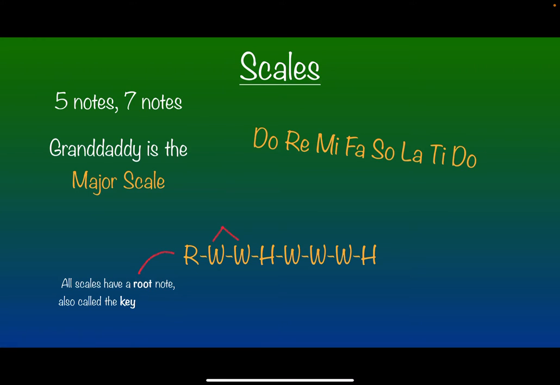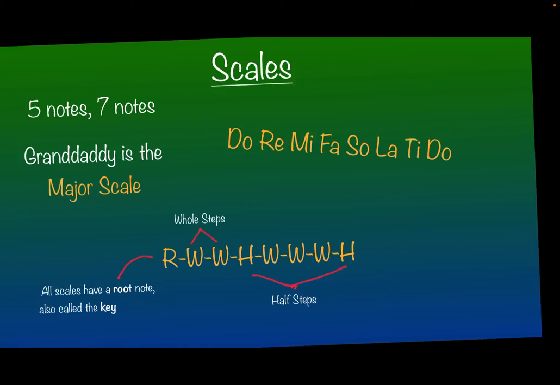W, you may guess, is a whole step. H, I know you know this one. If W's are whole steps, H's mean half steps. So the formula for the major scale is root, whole, half, whole, half. Not that hard to remember, and it'll do you a lot of good.